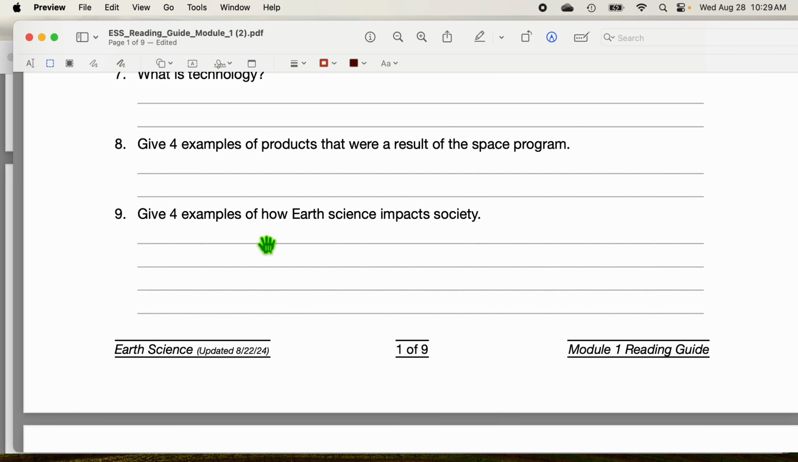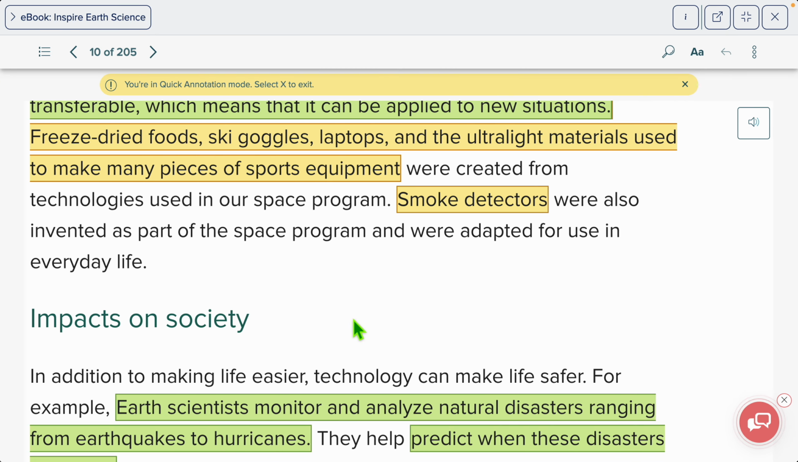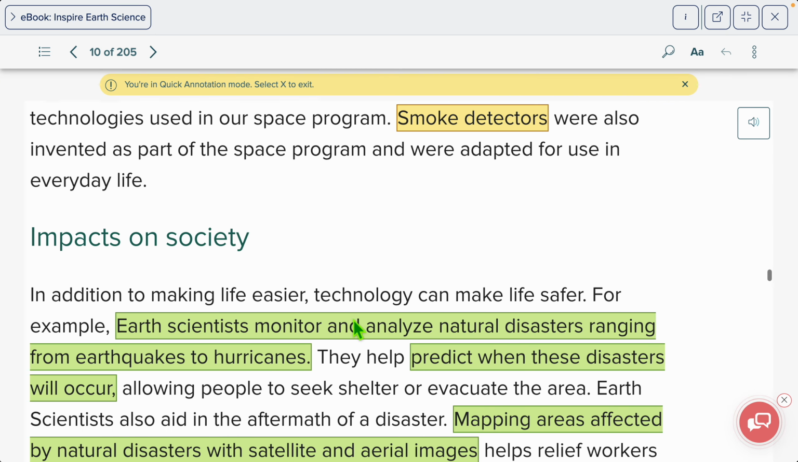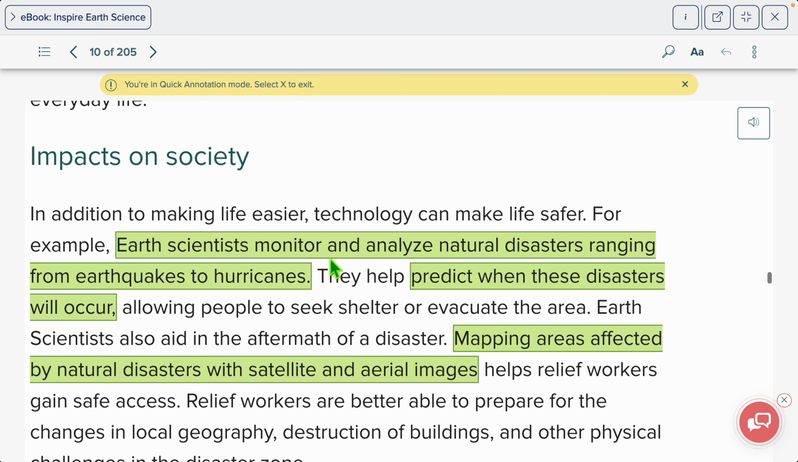Number 9, give 4 examples of how earth science impacts society. Okay, so this one gets a little trickier. There's like 3 big ones here, and then each one's kind of divided up into some smaller chunks. But in addition to making life easier, technology can make life safer. For example, earth scientists monitor and analyze natural disasters ranging from earthquakes to hurricanes. So that's kind of one impact on society.